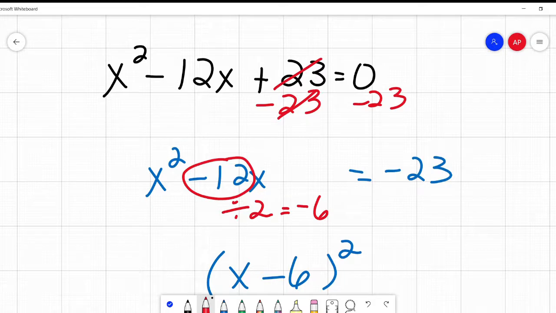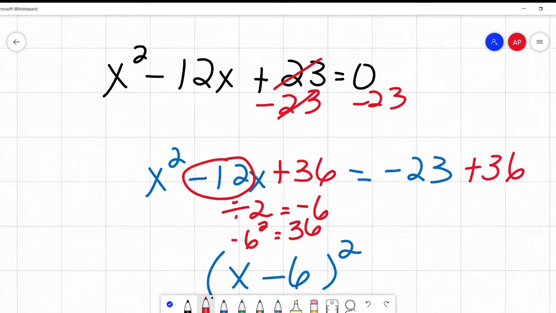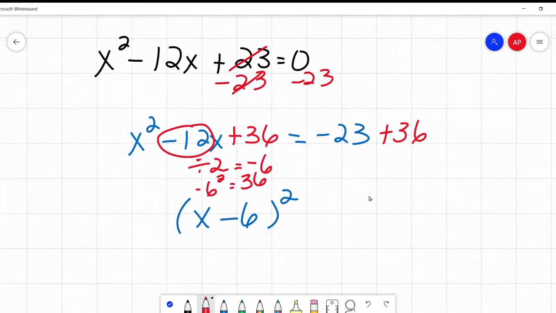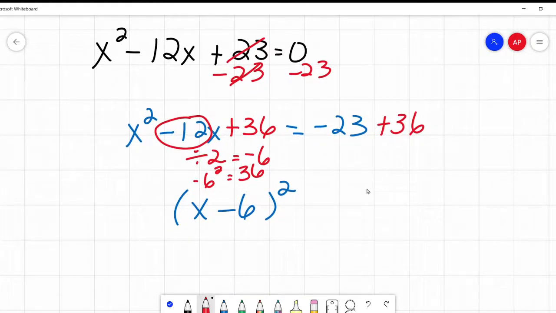And then to get my second term, I take that negative 6 and I square it. That gives me positive 36. So positive 36. I need to do the same thing to both sides. All right, so on the left, I've turned x squared minus 12x plus 36 into x minus 6 squared. Or actually, technically, I've turned x squared minus 12x into x minus 6 squared. And on the right, negative 23 plus 36 is positive 13.